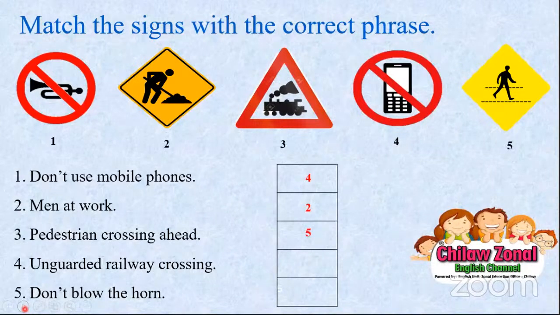And next one, unguarded railway crossing. Unguarded railway crossing means a railway crossing without a gate, right? So we can see a picture of a train and it is the answer. Third picture, right? Third picture.